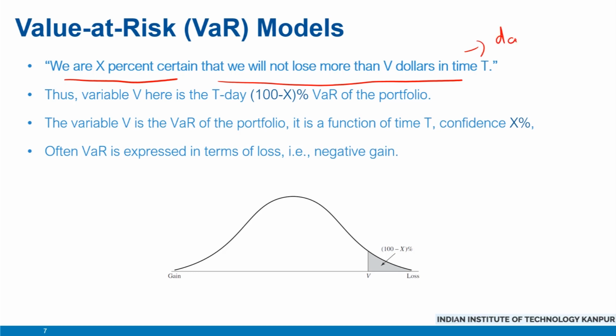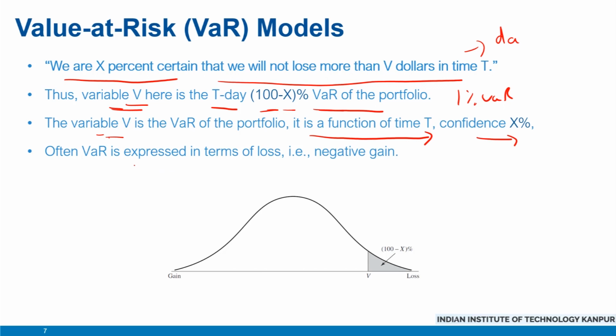It can be daily, weekly, or any time period under consideration. So the variable V here, which is the value that we will not lose, is the T-day 100 minus X percentile VaR of the portfolio. I repeat, V here is the T-day 100 minus X percentile VaR of the portfolio, that is the 1% VaR of the portfolio. This VaR, variable V, is a function of the time period under consideration and the confidence level X.